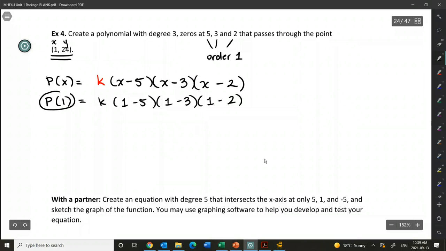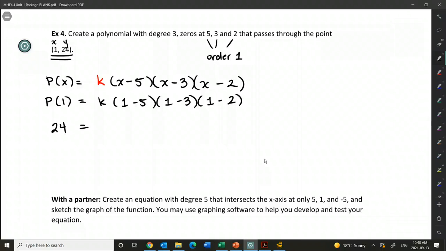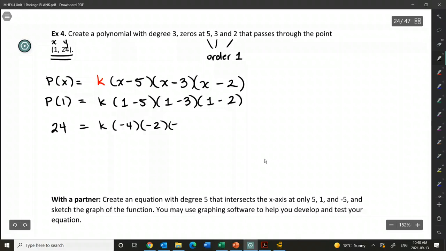And then what is p at 1 equal to? What is y when x is 1? Clayton? 24. Okay, so I will sub in 24 because I know the polynomial's value when x is 1 is 24. And then I'm going to start simplifying here. So -4, -2, -1. This is just multiplication. So I get -8k. And then we divide to solve.